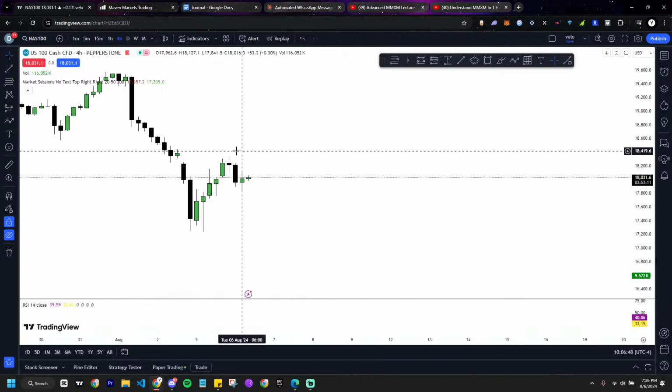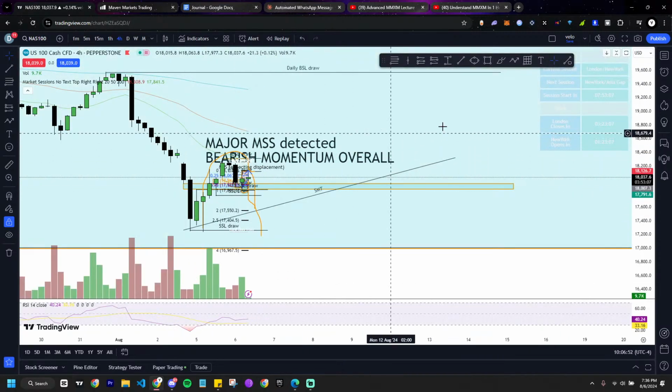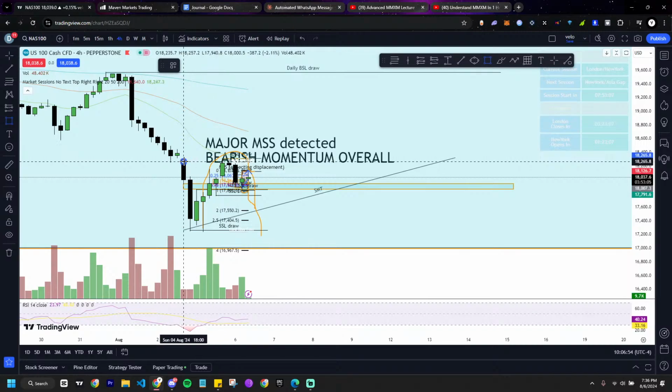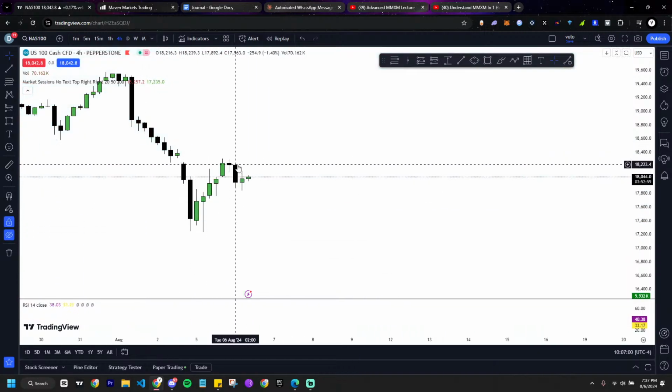See, this was the market maker buy model right here. This area right here, if I had to highlight that, this is the market maker buy model. So we took out this high, okay? So now we're using this inverse fair value gap. This is not really a fair value gap.